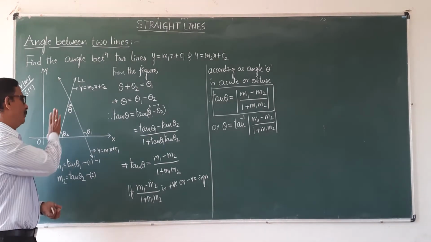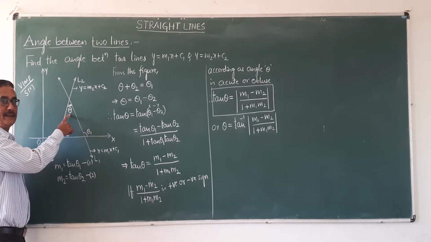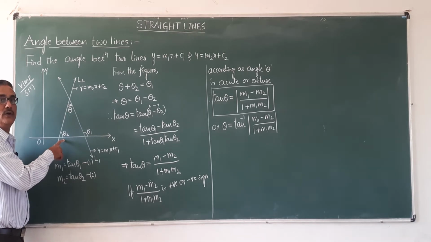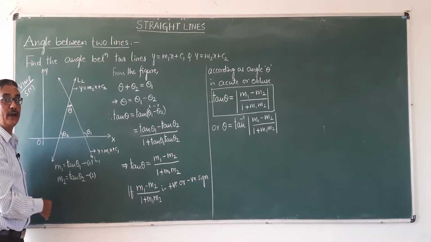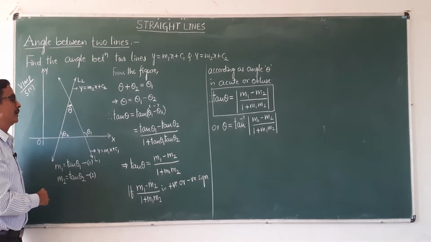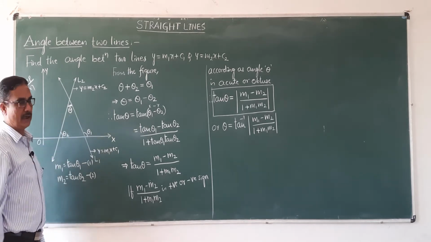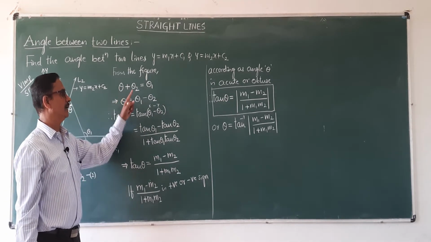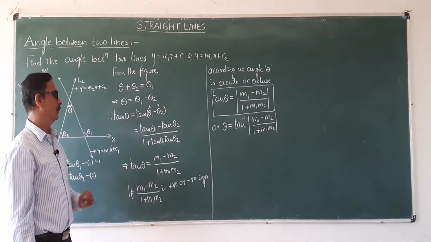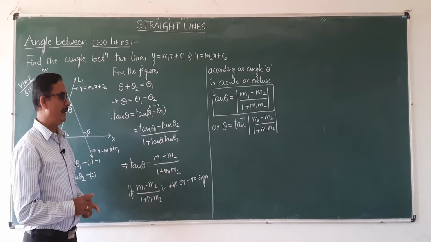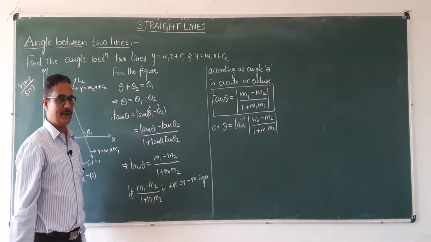Now from the figure we observe that theta is clearly less than 90 degrees, that is acute angle. Theta 2 is also less than 90 degrees, acute angle. Theta 1 is more than 90 degrees, obtuse angle. From the figure we have theta plus theta 2 is equal to theta 1. Rearranging, theta is equal to theta 1 minus theta 2, where theta 2 goes to right side. Operate on both sides by tan: tan theta is equal to tan of theta 1 minus theta 2.